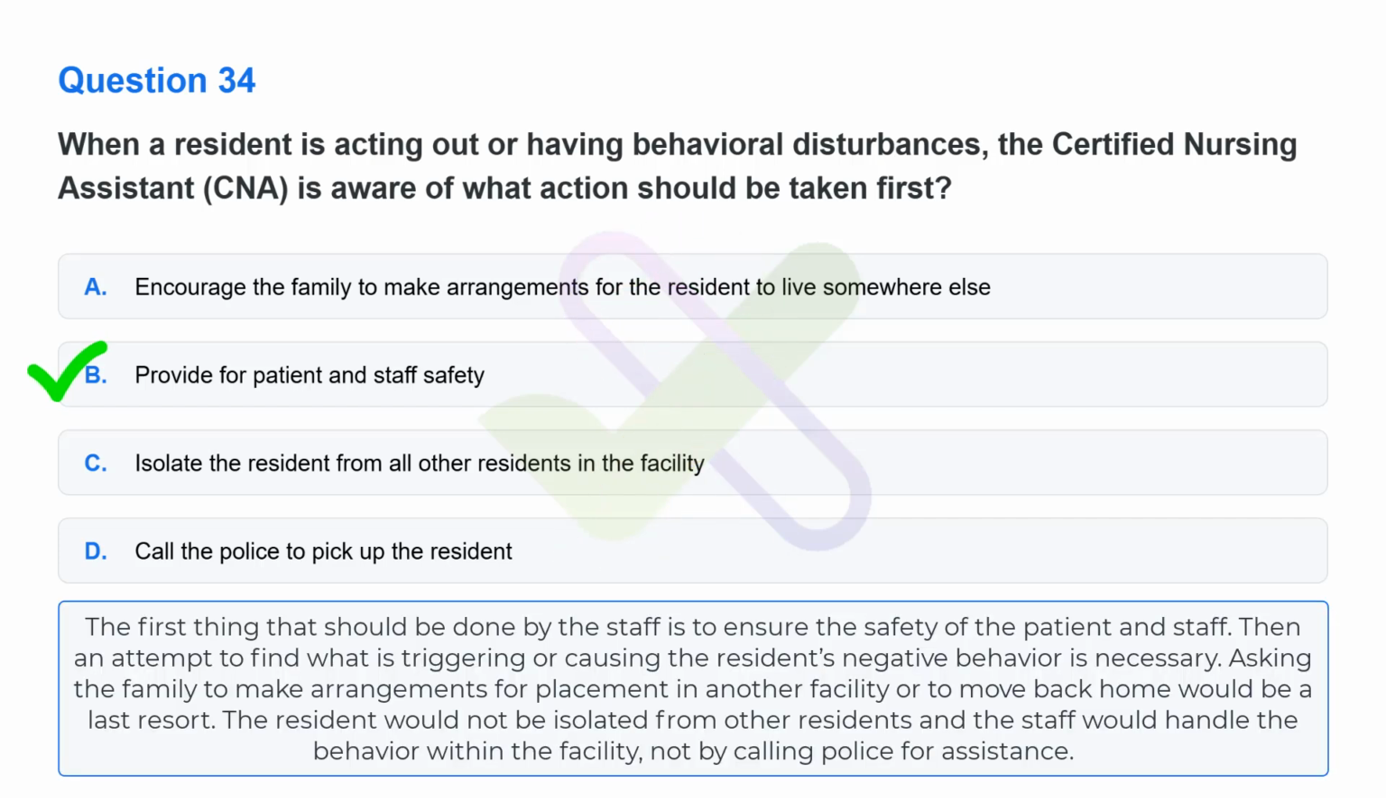Correct answer. B. Provide for patient and staff safety. The first thing that should be done by the staff is to ensure the safety of the patient and staff. Then, an attempt to find what is triggering or causing the resident's negative behavior is necessary. Asking the family to make arrangements for placement in another facility or to move back home would be a last resort. The resident would not be isolated from other residents, and the staff would handle the behavior within the facility, not by calling police for assistance.